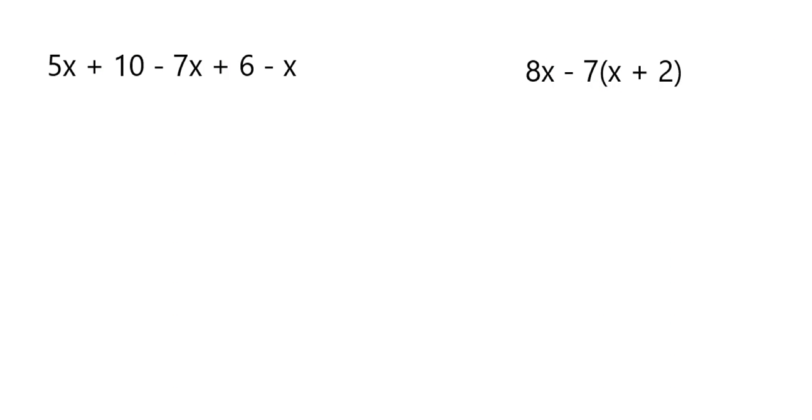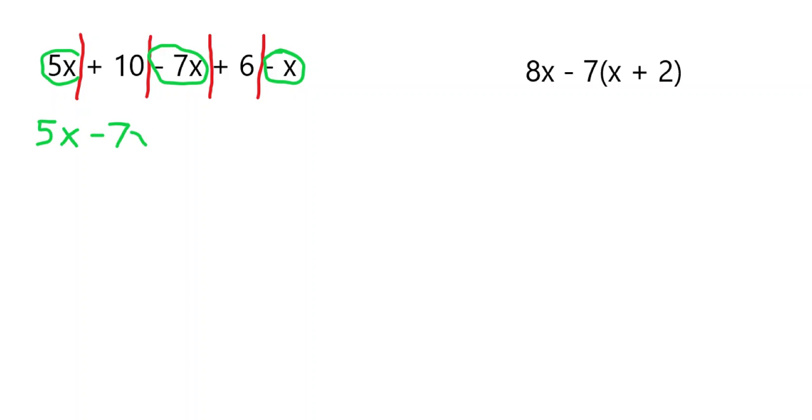All right, the next thing we learned was combining like terms. When you combine like terms, first you have to separate your terms. Then you have to identify your like terms. So 5x, negative 7x, and negative x are all the same. They're all like terms. They all have a variable of x. So I can combine those. 5x minus 7x gives me negative 2x. And I can bring down the negative x.